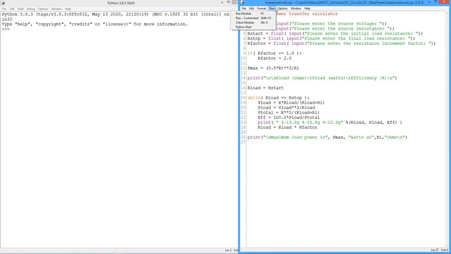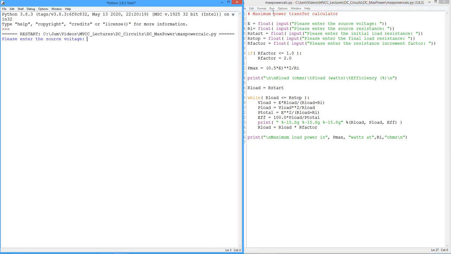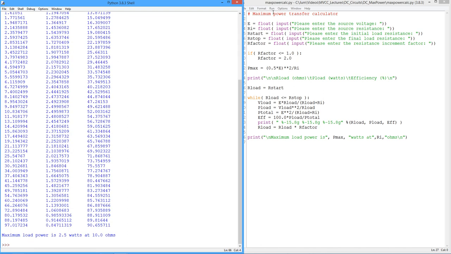So let's run this. You can put in this program yourself and try this with different values. So I'm just going to come over here and say, let's put in 10 volts. I'll just put in 10 ohms for the source resistance and the initial load resistance. So let's try something small like an ohm, and then a final value. Let's make it 10 times. So I'm going to look at the span in between. Okay, and an increment factor of maybe 1.1. So this will give us a bunch of values.